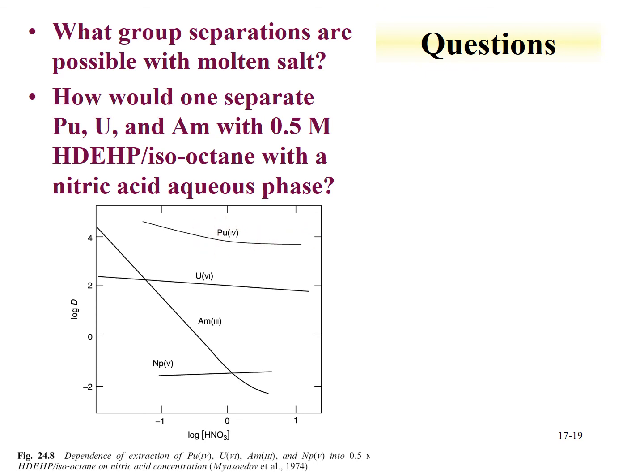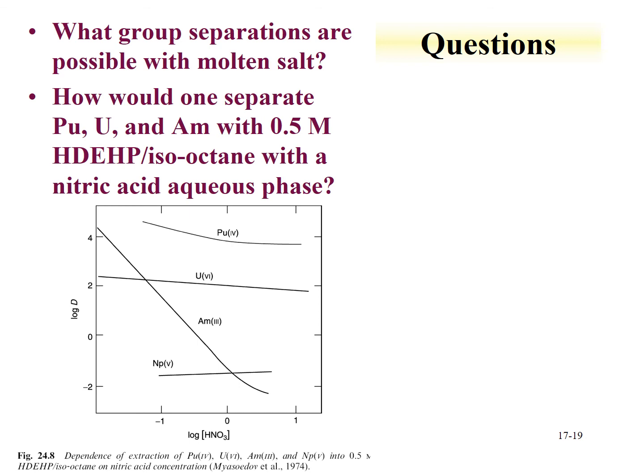If we had the uranium, plutonium, and americium as a solid, and we picked it up in 10 molar nitric acid, so this is a log scale, we could then contact this solution with our organics. The uranium and plutonium would then extract into the organic phase. The americium would remain in the aqueous phase. So this would give us our first separation. So now we'd have americium in the aqueous phase primarily, and uranium and plutonium in the organic phase.